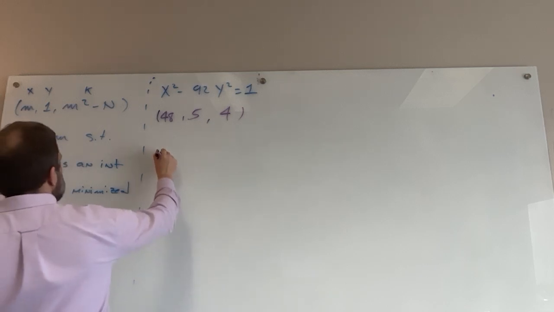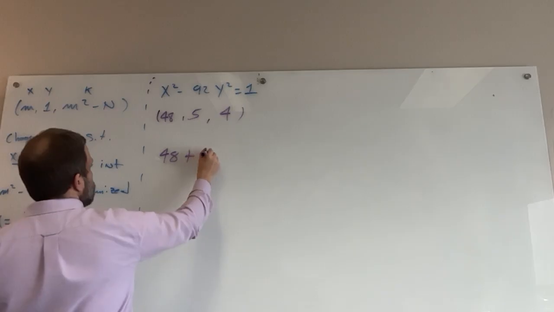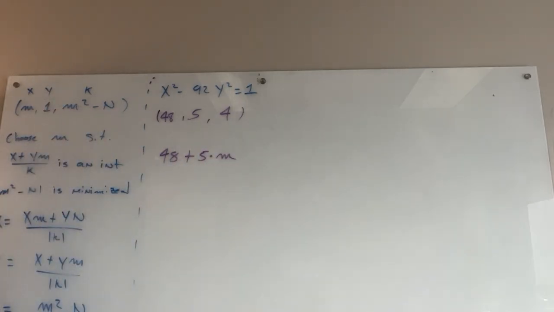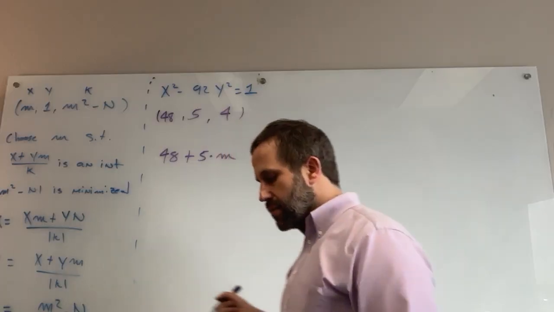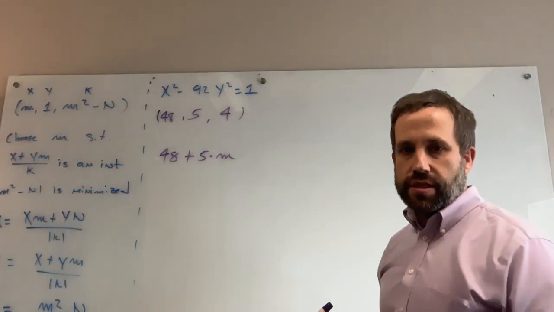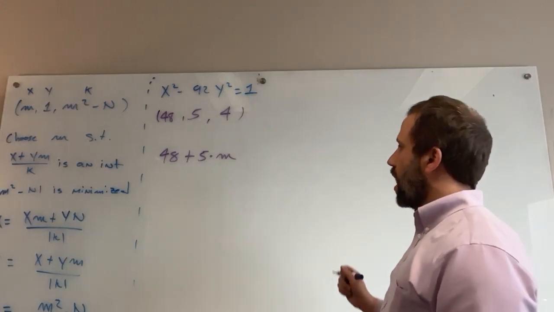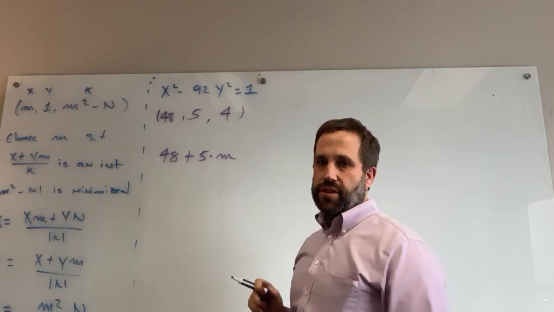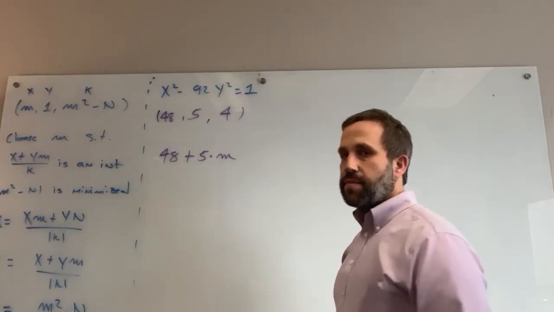So again, I want 48 plus y, which is 5, times m. I want this to be a multiple of 4, and I want to get my m as close to 92. I want to pick an m such that m squared is as close to 92 as possible. Okay, so let's think about this. 4 divides this, right? So I need this to be divisible by 4 as well. So 5 is not divisible by 4, so I need m to be divisible by 4.